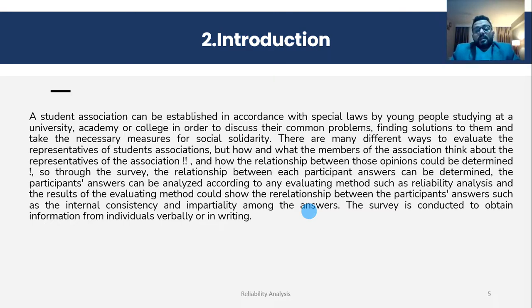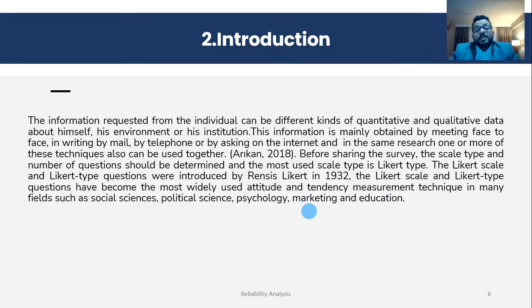The survey is conducted to obtain information from individuals verbally or in writing. The information requested from the individual can be different kinds of quantitative and qualitative data about himself, his environment, or his institution. This information is mainly obtained by meeting face-to-face, in writing, by mail, by telephone, or by asking on the internet. In the same research, one or more of these techniques can also be used together.